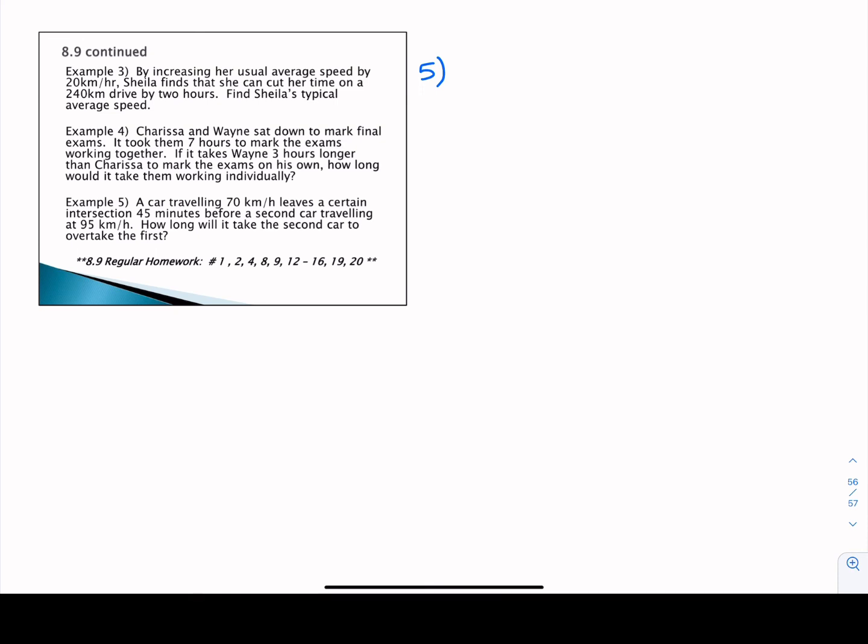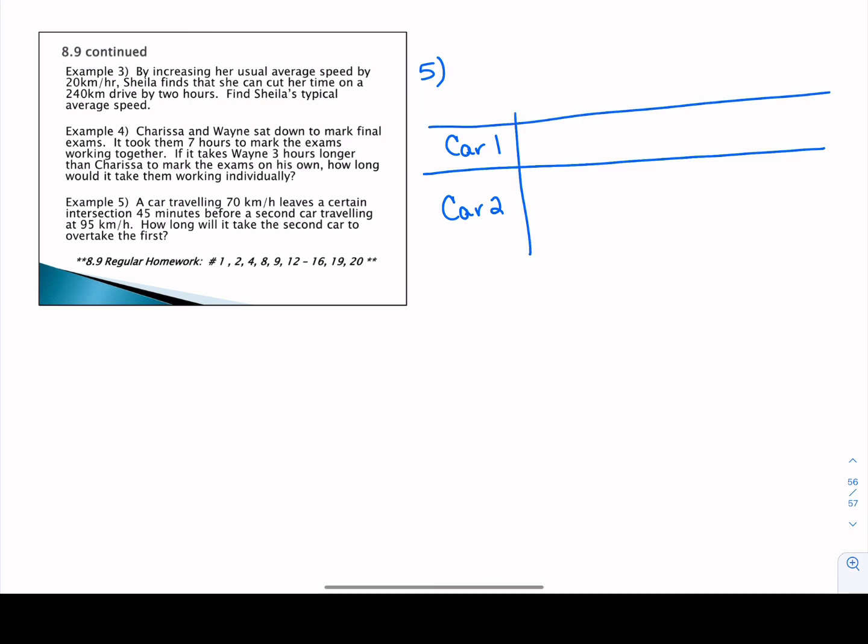It says a car traveling 70 kilometers per hour leaves a certain intersection 45 minutes before a second car traveling 95 kilometers per hour. So they're giving us rates initially. They're also making some reference to times. So remember, in these situations, we want you to fill in a chart. We have what we know as car 1, or the first car, we can say, at that intersection. And we have car 2 that leaves later but drives a whole lot faster in that same intersection. So aside from car 1 and car 2, we want to compare the distance, rate, and time in each of these circumstances.